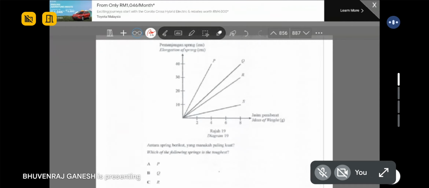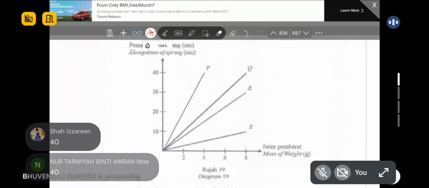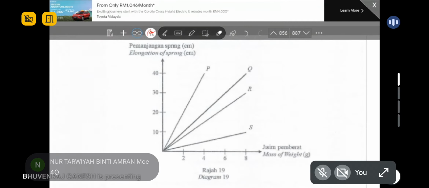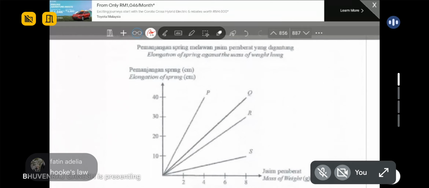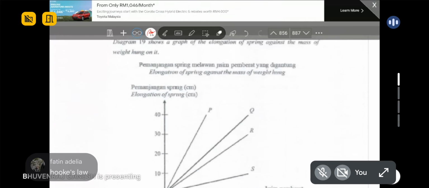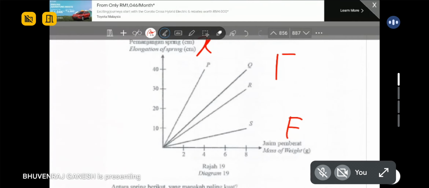Ada? Finish. That's all. 40. Okay, last one. Which of the following spring is toughest? This one physics question, guys. Toughest means that you must see the one with the gradient lah. Okay, so this is X, elongation. Mass is force. Okay, if you guys learn physics, right? Yeah, F equal Kx. So K is the gradient, kecerunan. K equal to F over X.